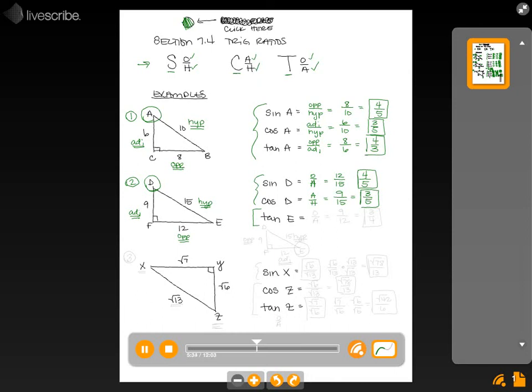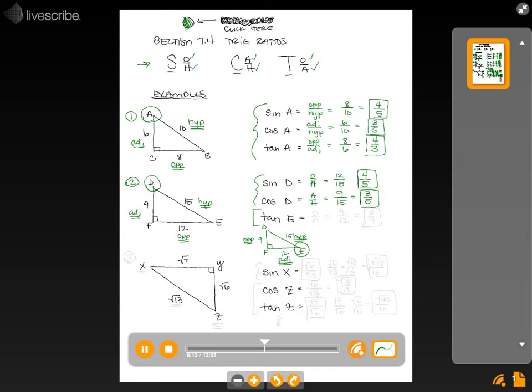Now, E is different. I am going to redraw the triangle, and you'll see why here in a second. D, F, E, 9, 12, and 15. This time we're based off angle E. That changes our opposite, adjacent, and hypotenuse. Now, if we're going off E, that means this side is our opposite side, the side that's across. This one is our adjacent, and 15 still stays the hypotenuse. Hypotenuse didn't change, but the opposite and adjacent switched for this one because we're based off E this time.